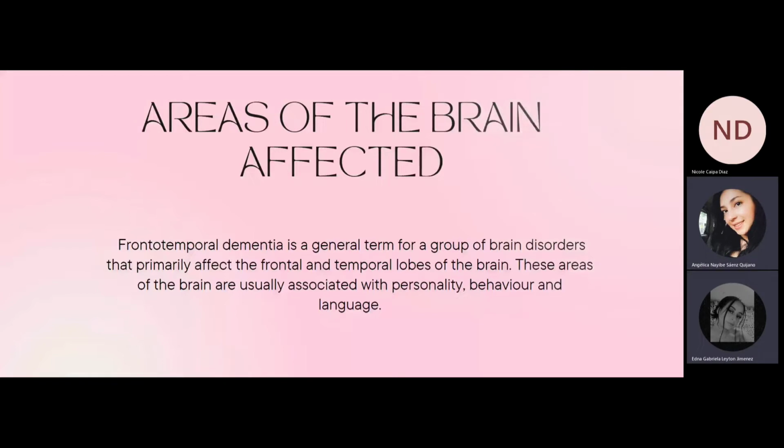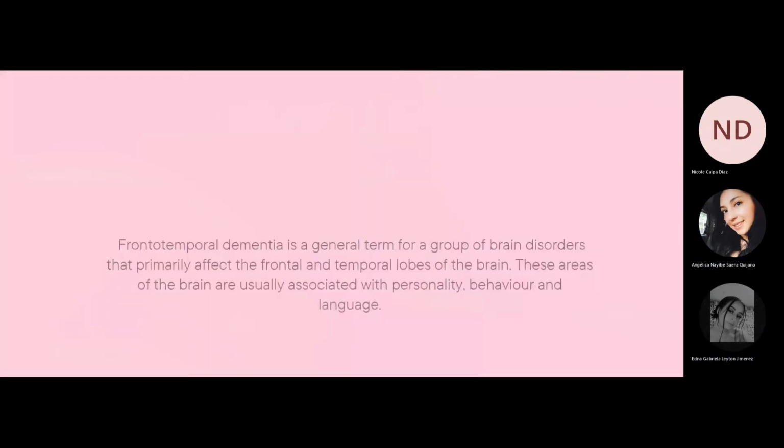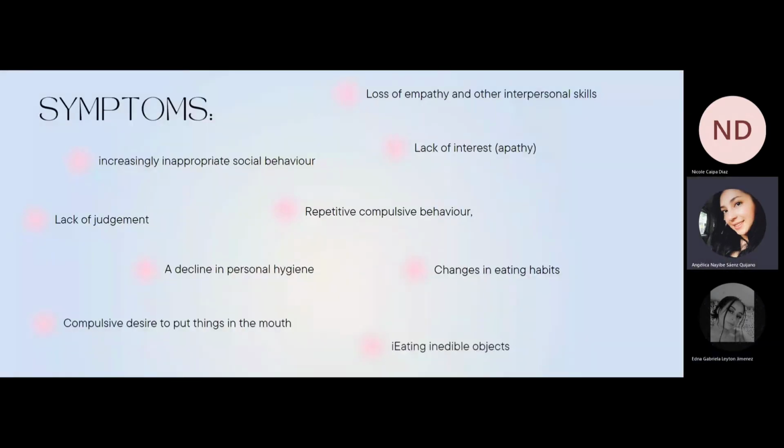Symptoms. The signs and symptoms of frontotemporal dementia can be different for each person. Symptoms get progressively worse over time, usually over years. Clusters of symptom types tend to occur together, and it is possible to have more than one cluster of symptom types.